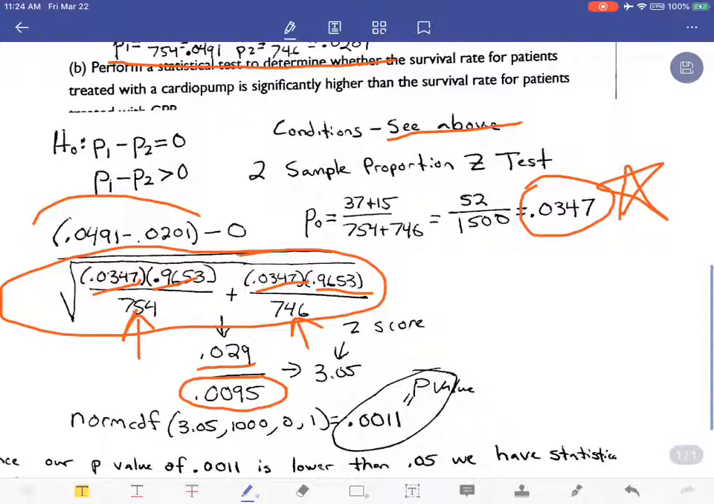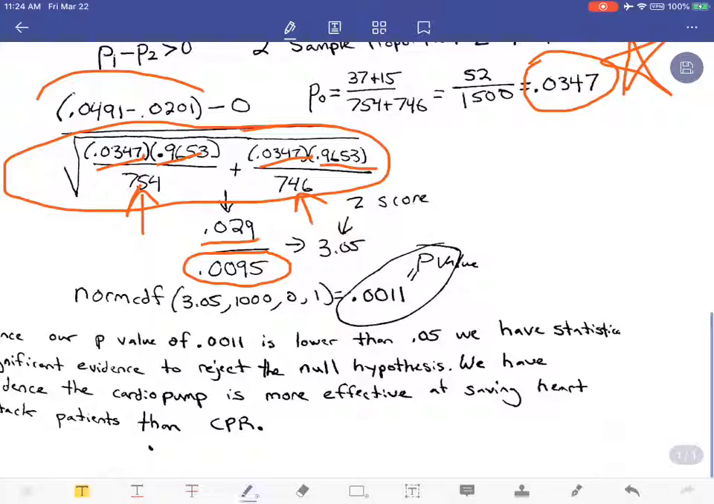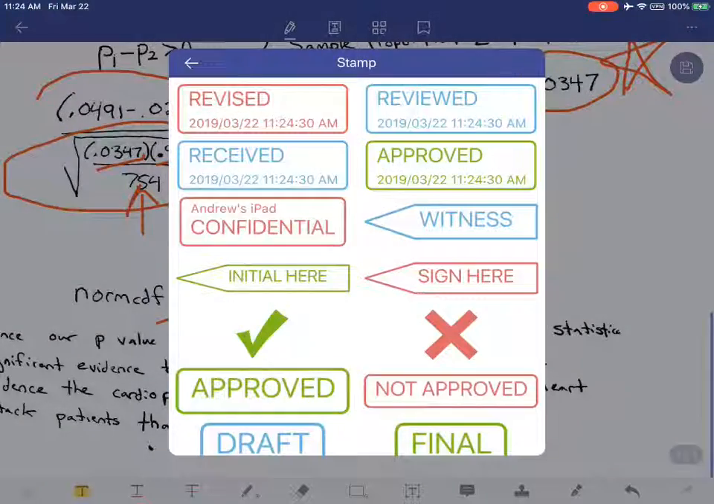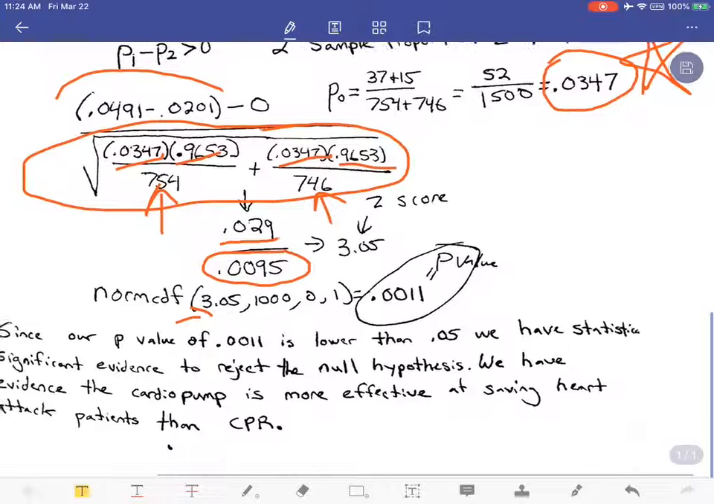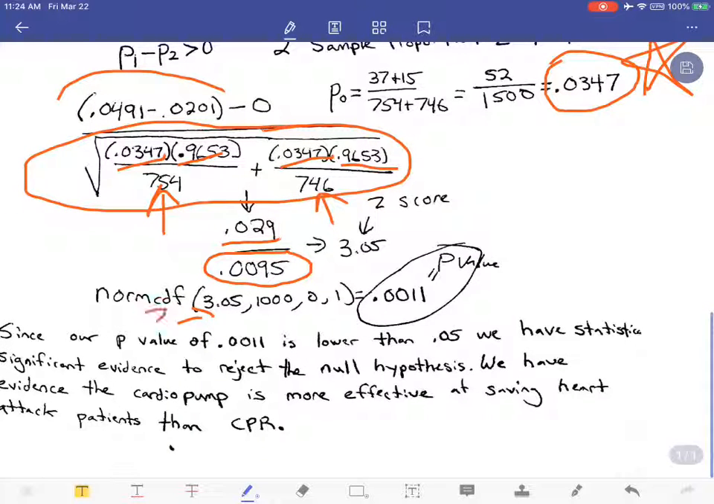So 3.05. Then I'm going to convert that using normal CDF. My lower boundary is going to be my z-score, which is 3.05, so I want to make sure I label that as our z-score. The upper boundary is going to be positive 1,000 because, again, we're trying to find that tail value. And that gives us a p-value of 0.0011.